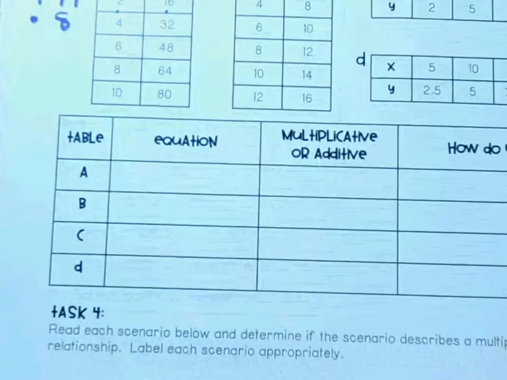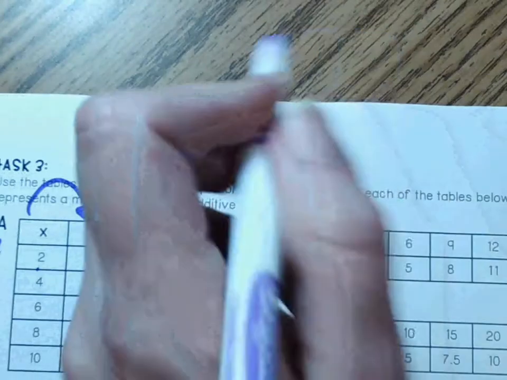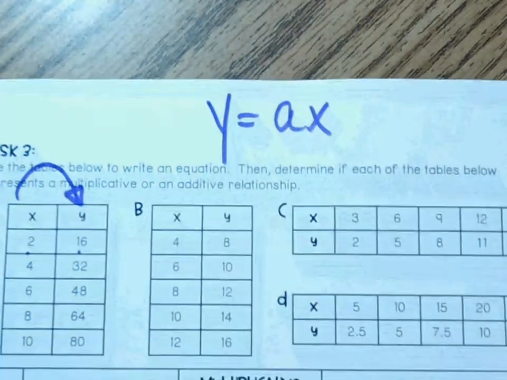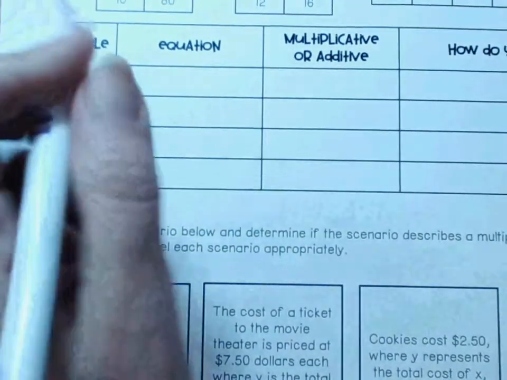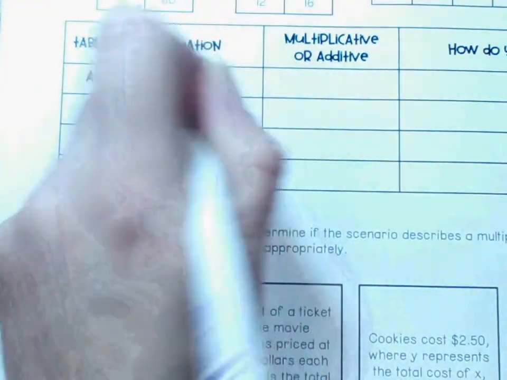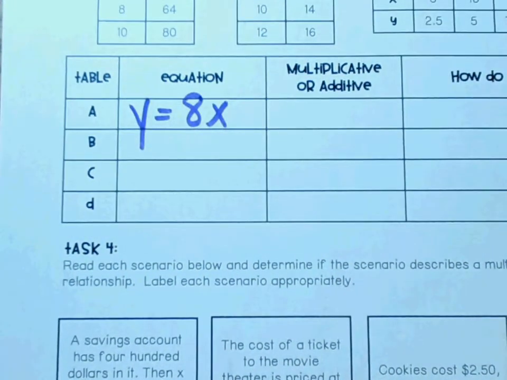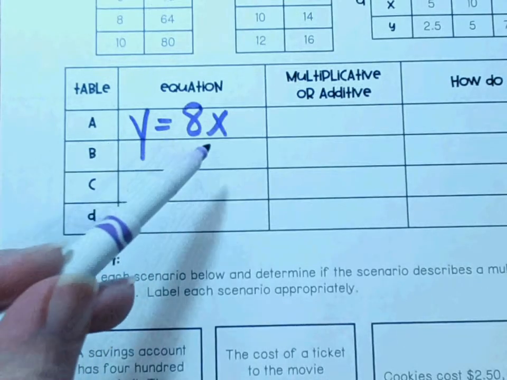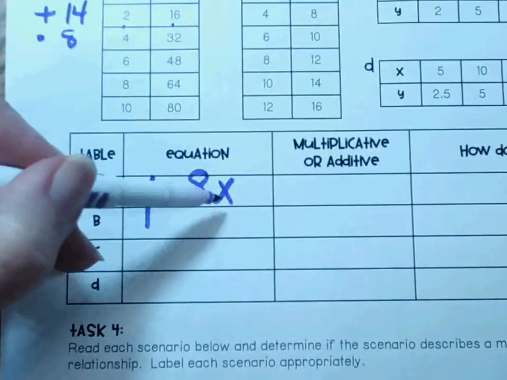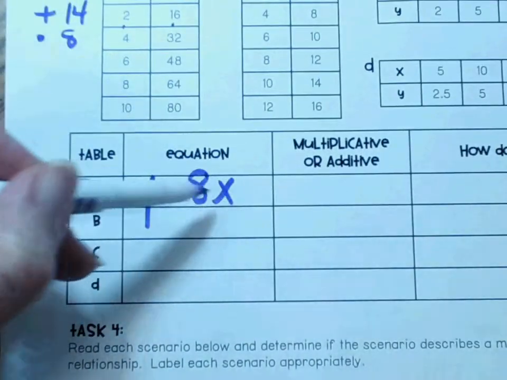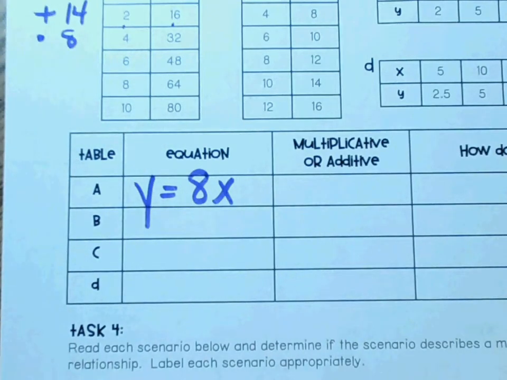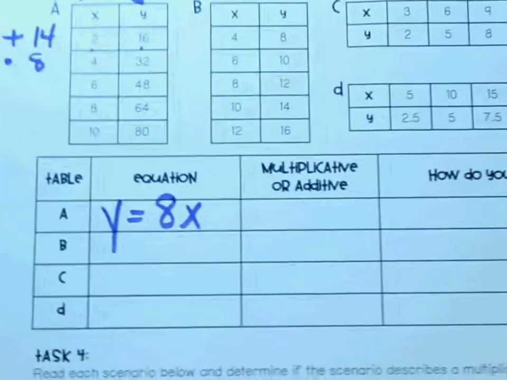So to create my equation, it's going to look like this. Remember, we want to use that standard y equals a number times x. So here we go. We're going to say y equals whatever x is times 8. So in this case, I said that y is 8 times x. So if I said that x is 8, what's 8 times 8? 64.